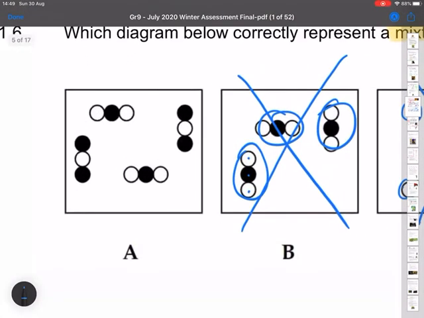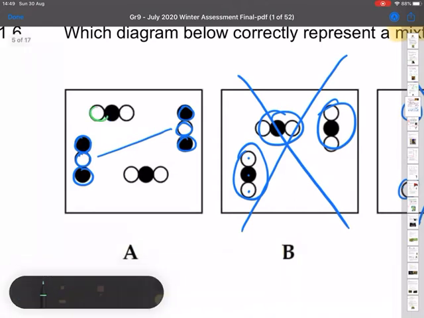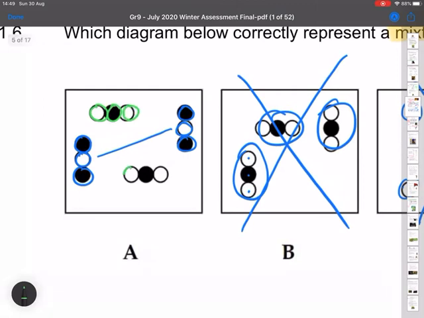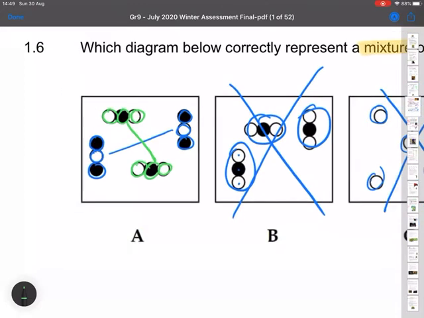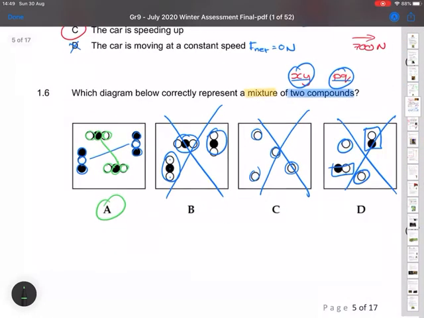Let's check. You've got closed circle, open circle, closed circle. Closed circle, open circle, closed circle. So those two are the same compounds. They're a compound because the open and closed circles are chemically bonded together. Then you've also got open circle, closed circle, open, closed, open. Those two are the same. And so that is a different type of compound because you've got different amounts of elements bonded together. So option A is correct.